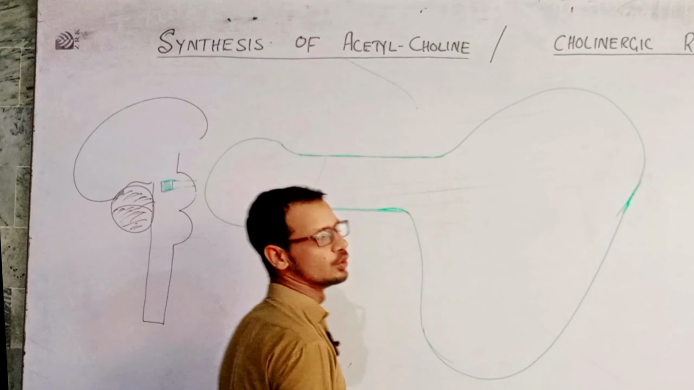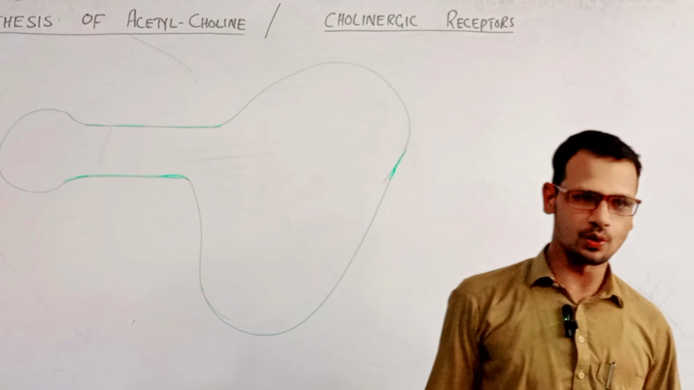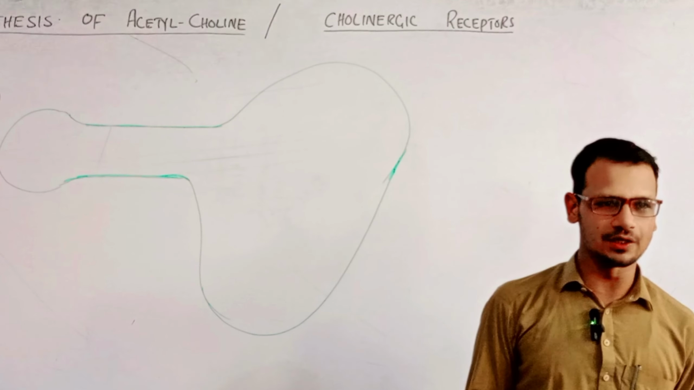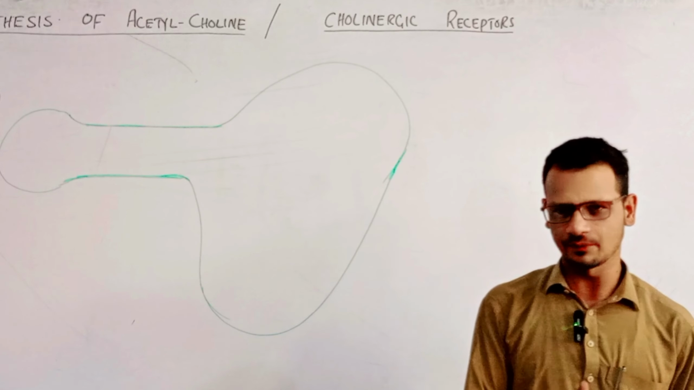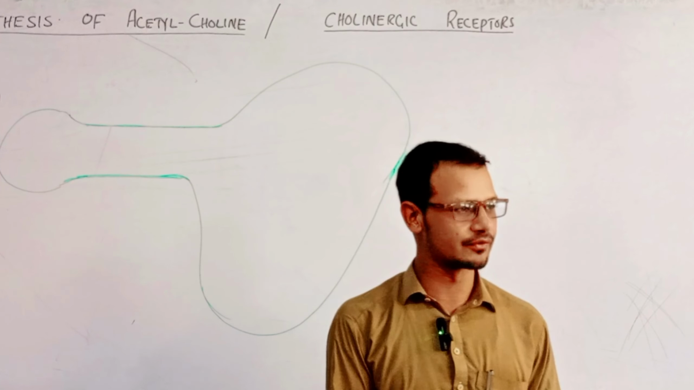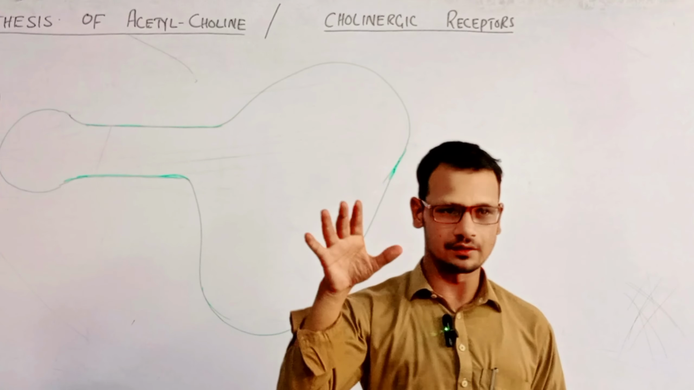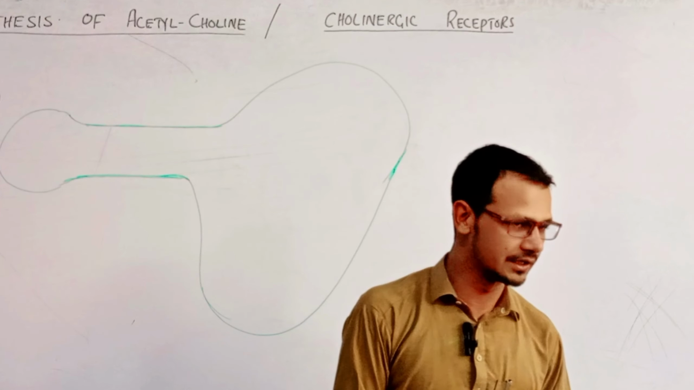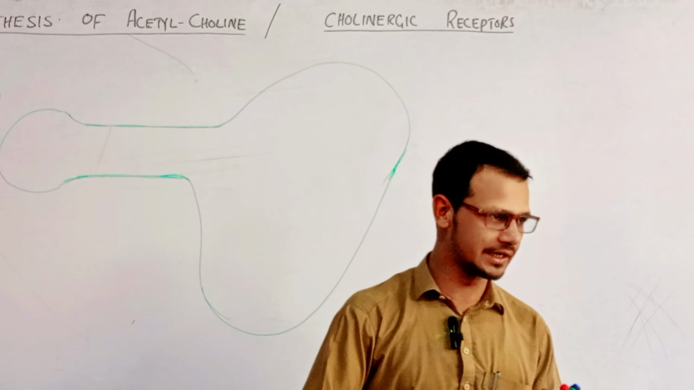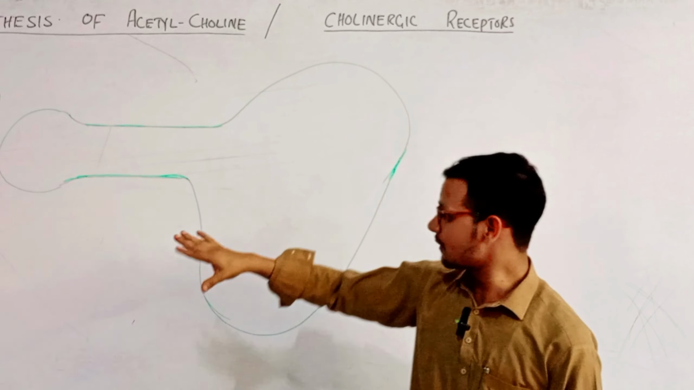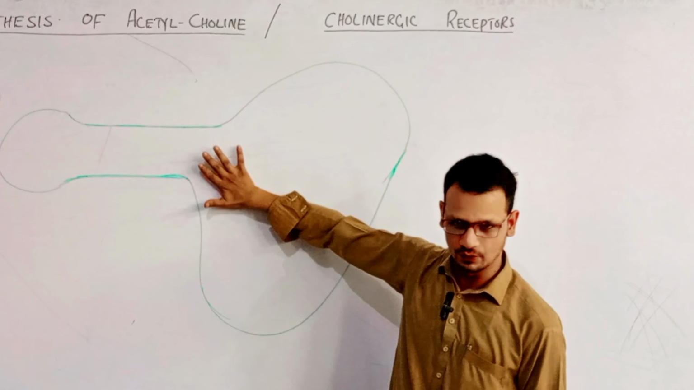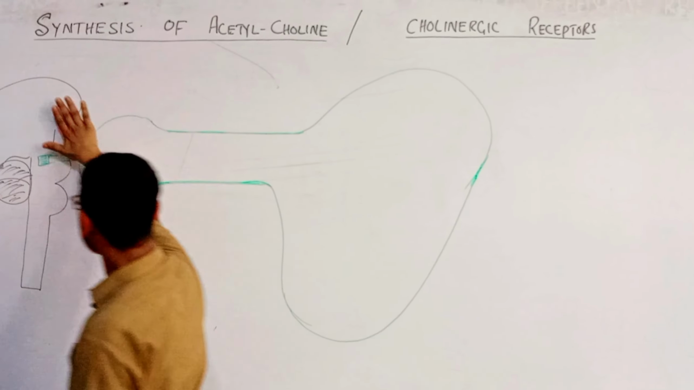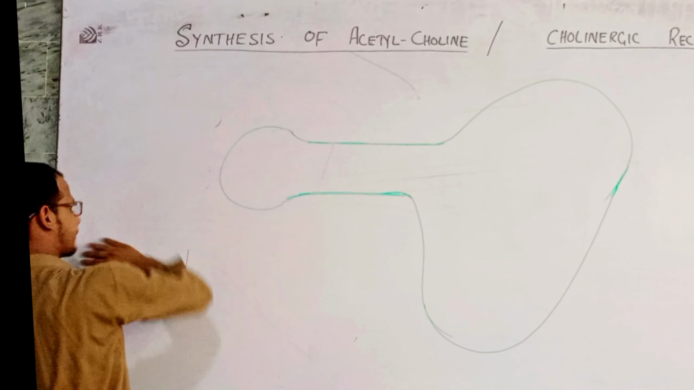Acetylcholine has how many parts? Two. One is acetate and second is choline. What is choline? Choline is a B vitamin, and we take choline in the diet. For example, eggs have a lot of choline, green vegetables have a lot of choline, and meat has choline. We take a lot of choline in the diet, and that choline is absorbed by these neurons, and in neurons it is converted into acetylcholine.